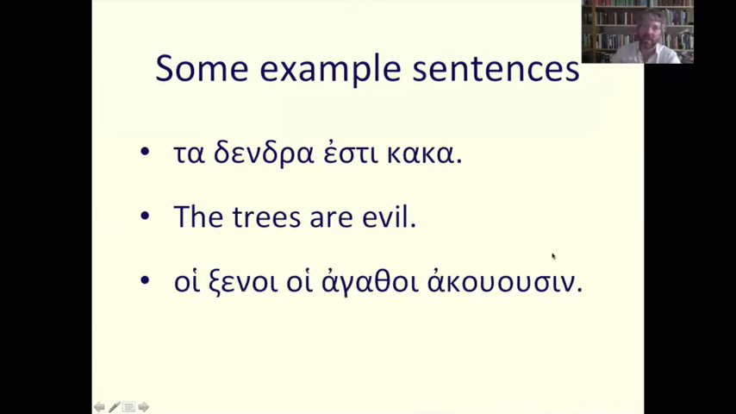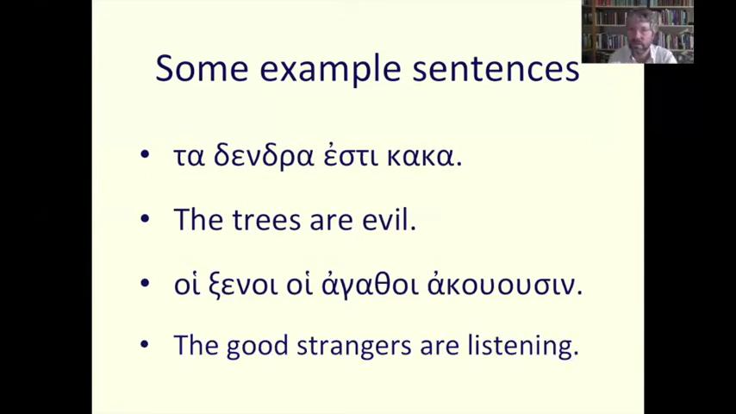Okay, finally, and this one is much harder than the others, hoi xenoi, hoi agathoi, akouousin. What this means is the good strangers are listening. And the way this works, and this is a very common feature of Greek grammar, by the way, is that you notice there's 2 hois in the sentence. The first one, hoi xenoi, the strangers, and then there's a repeated hoi. And literally what this means is the strangers, the good ones, are listening. So when we have these repeated articles, what that means is that you're getting more information about the noun.